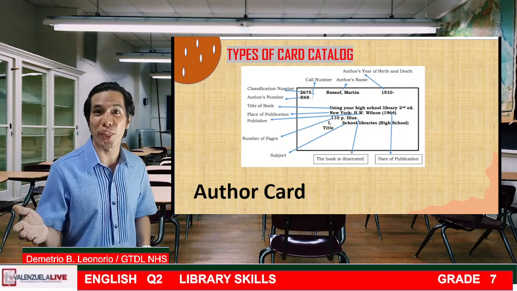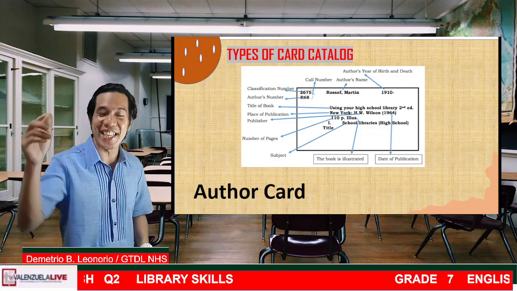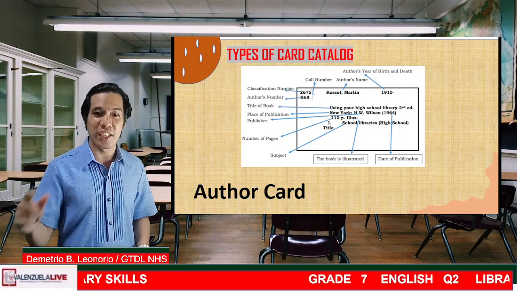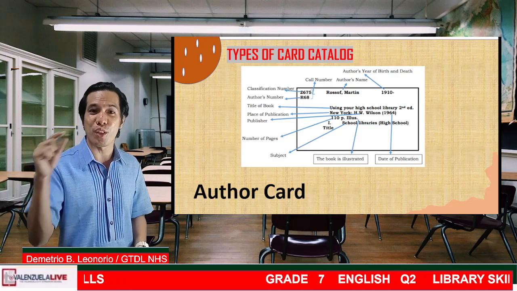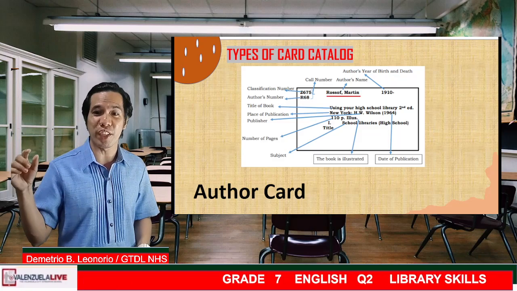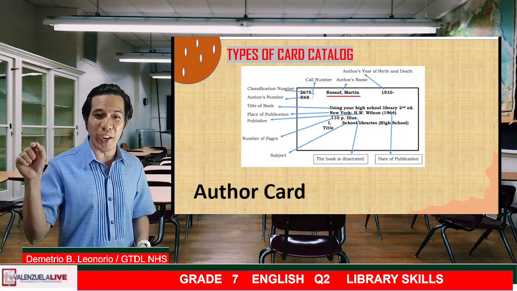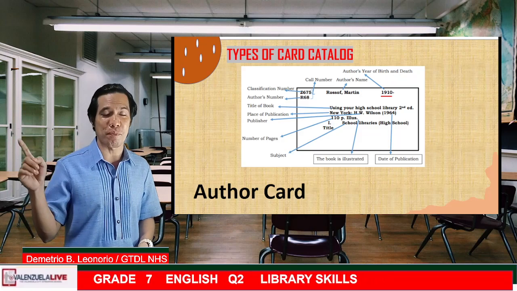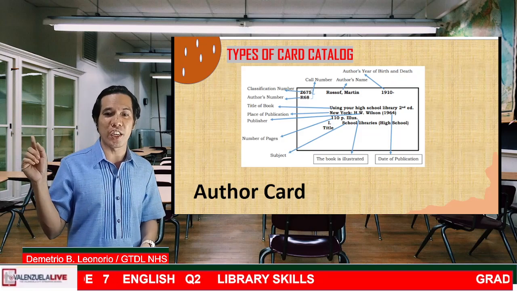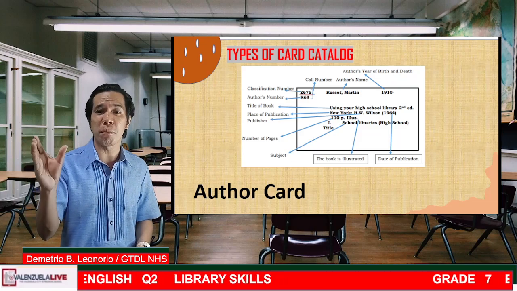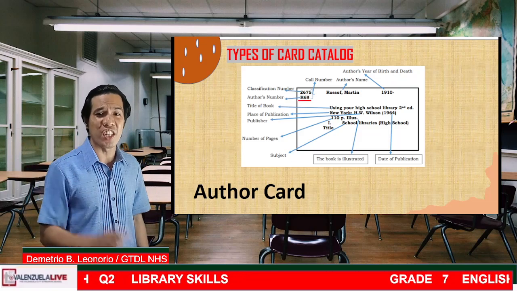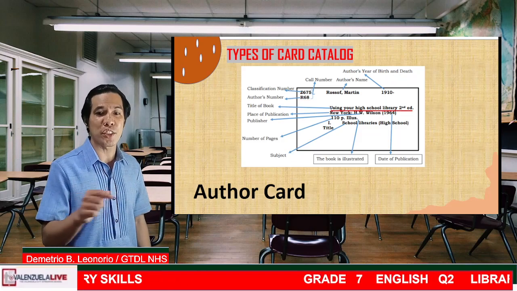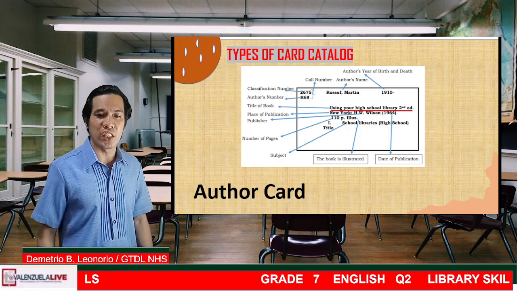Why do you think it's called author card? Yes, you are right. As the name suggests, the name of the author is written on top of the card. So the surname is written first, Rosoff, that's the surname, followed by the given name, Martin. Next to it is the author's year of birth and death. The call number on the upper left side of the card contains the classification number and the author's number. The title of the book is Using Your High School Library, 2nd edition.